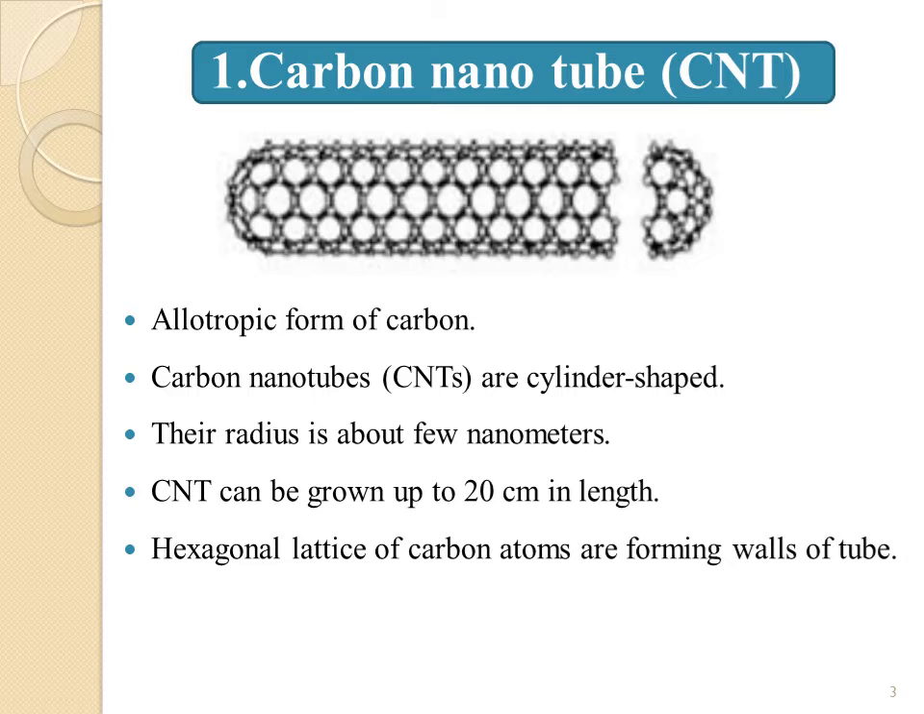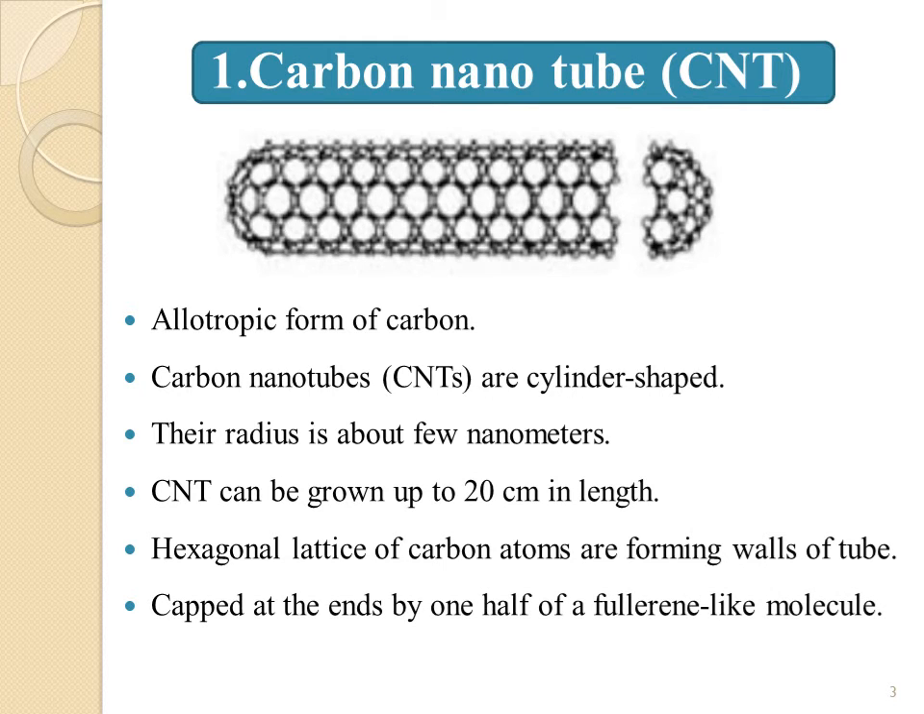Again, as you can see, carbon atoms have a hexagonal lattice which forms the walls of the tube. Here you can see these carbon atoms are placed in such a way that they form the hexagonal lattice, and at the front end and the back end it has a cap-like structure. This is known as a fullerene-like molecule. Fullerene is the first carbon form which is found in the range of a few nanometers. Okay, this is all about the introduction to carbon nanotubes.